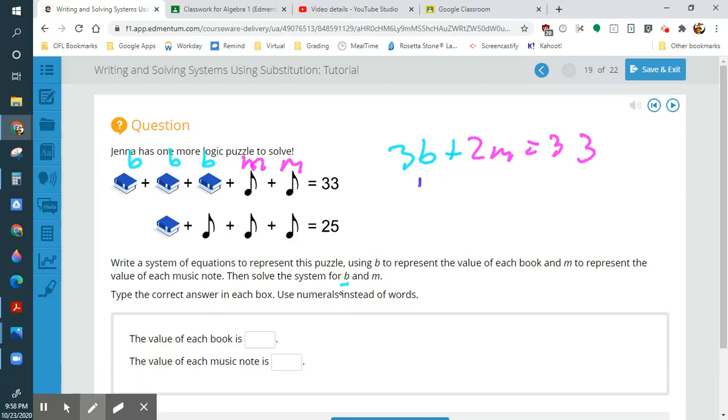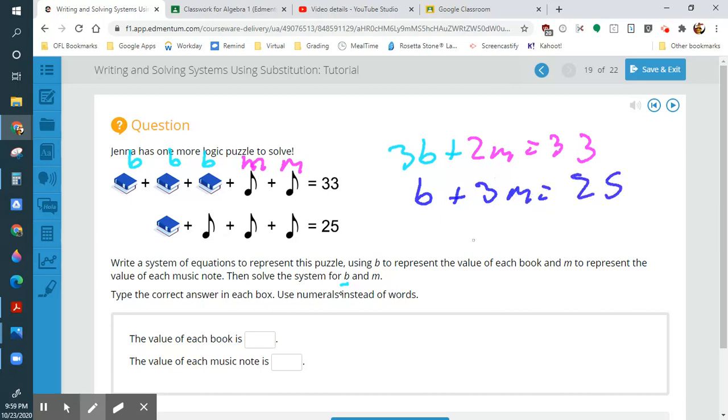is B, that book, plus 3 books, or 3 music notes. Oh, I shouldn't have said it was going to be easier for me. I think it messed me up. All right, books. So plus 3 music notes equal 25.